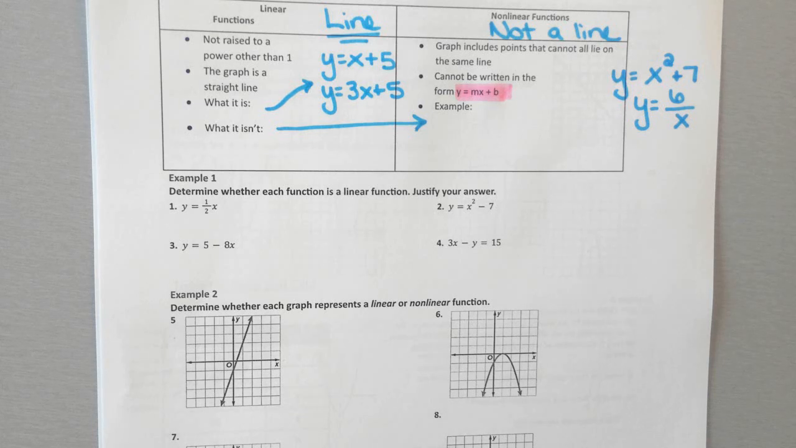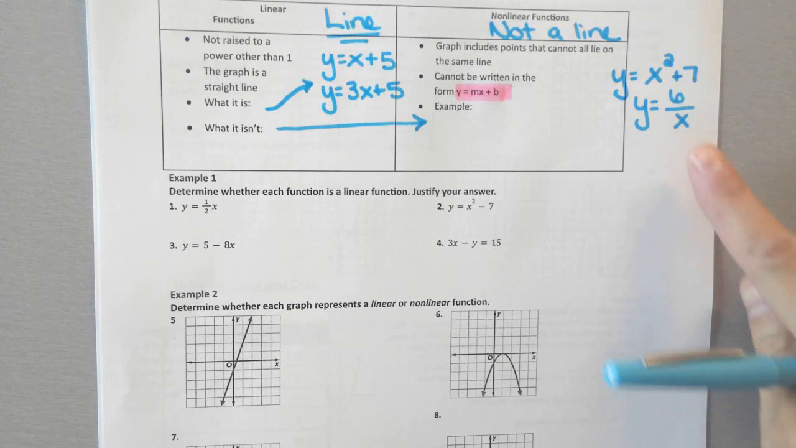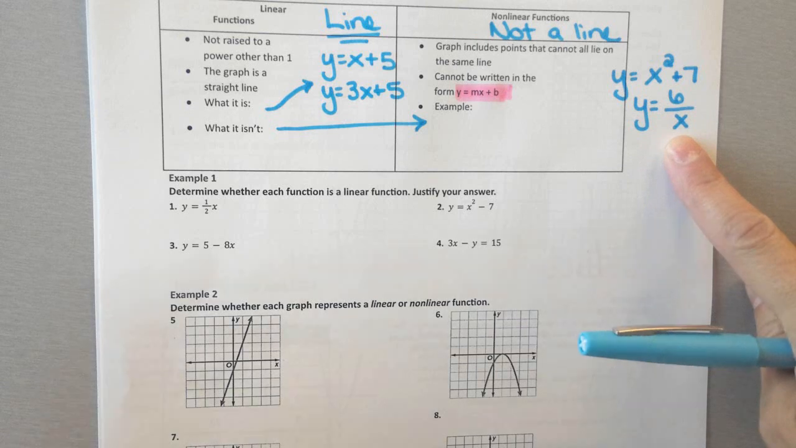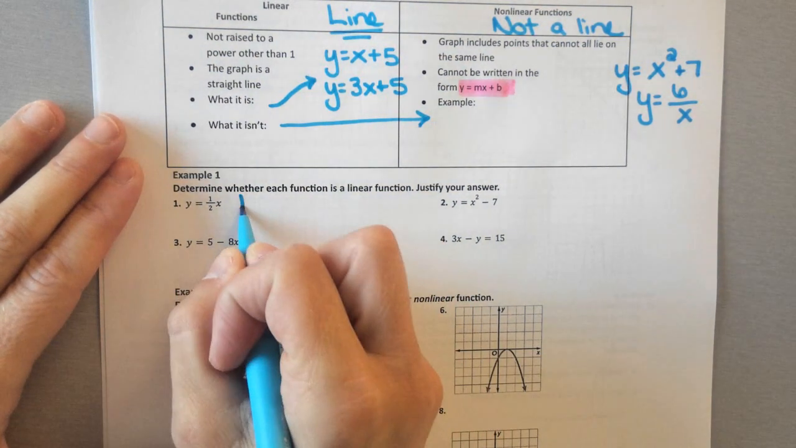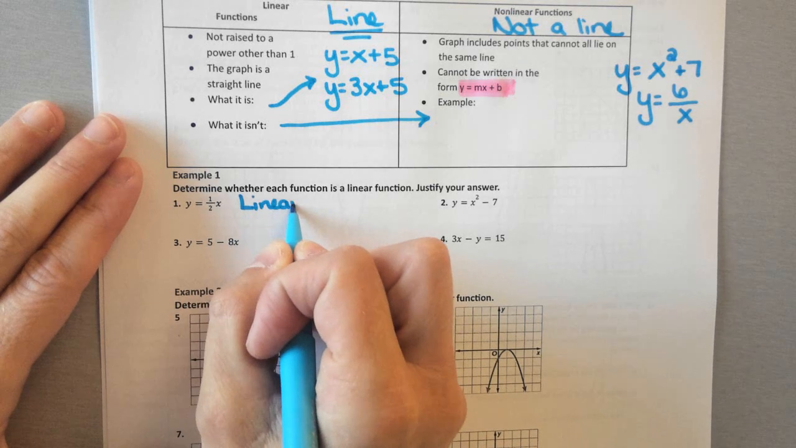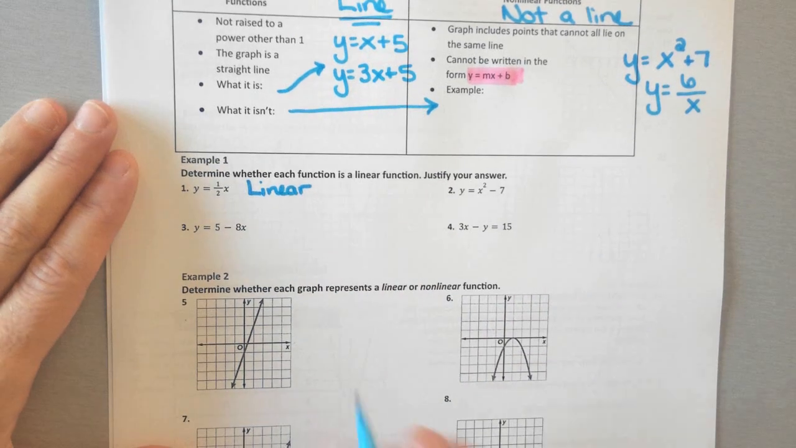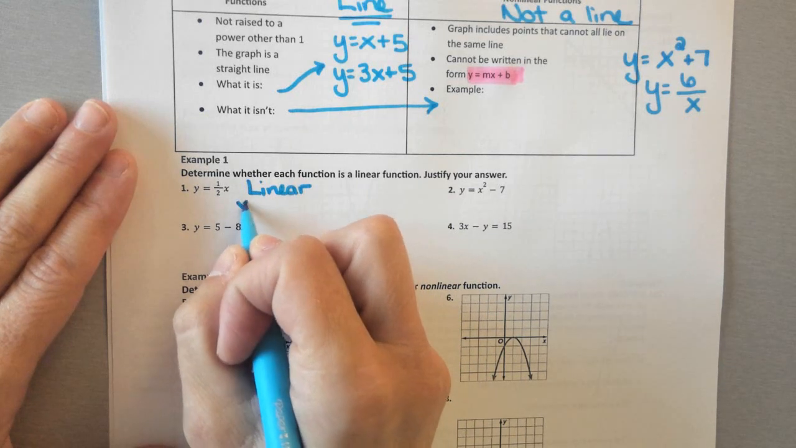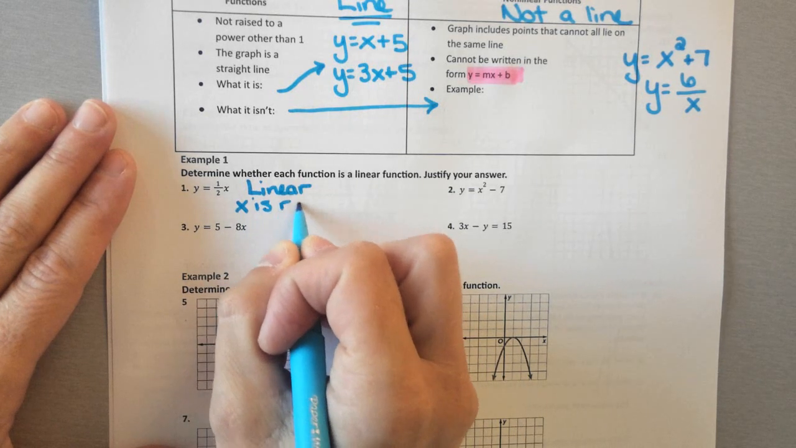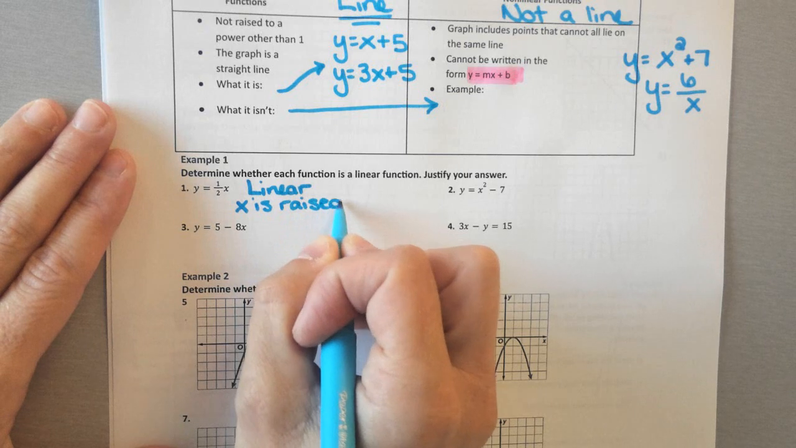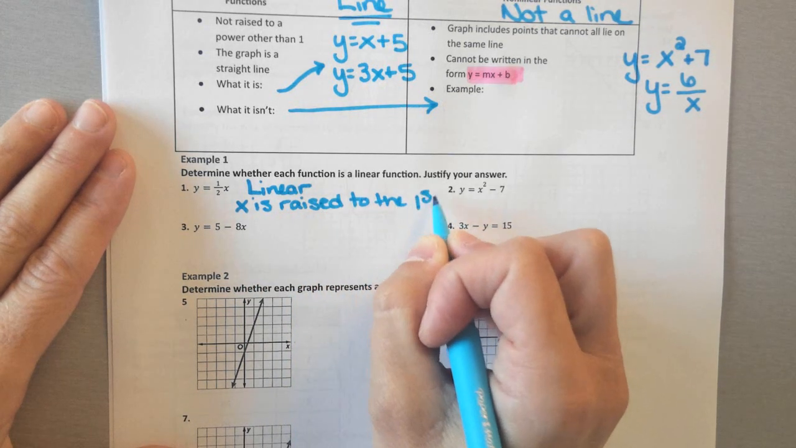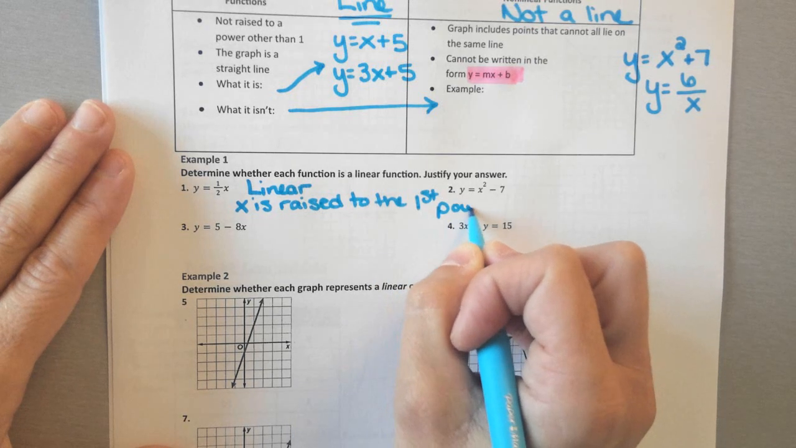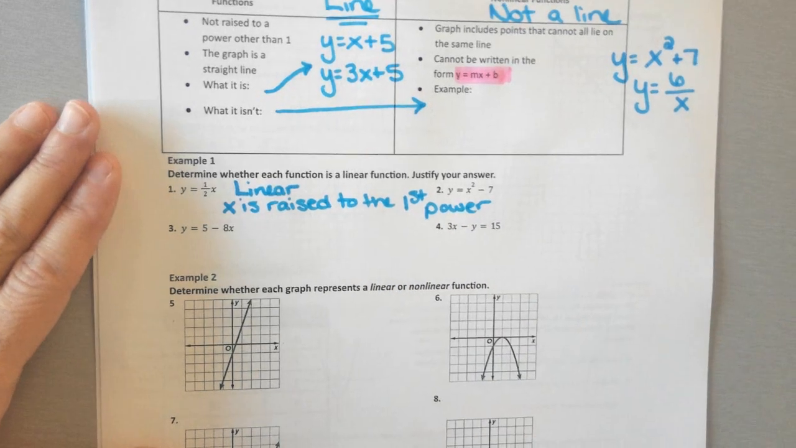All right, look at the first one. Look at where your x is that is off to the side. Do you see how with this one the x was in the bottom when I said it wasn't linear? So this one, number 1, is going to be linear. And then if I had to say why, I would say x is raised to the first power. Can't really leave enough room to write in there.